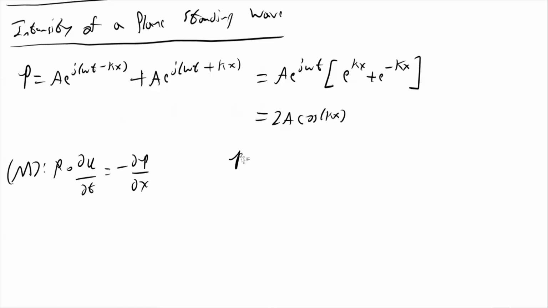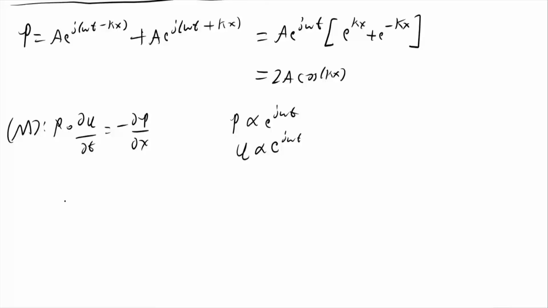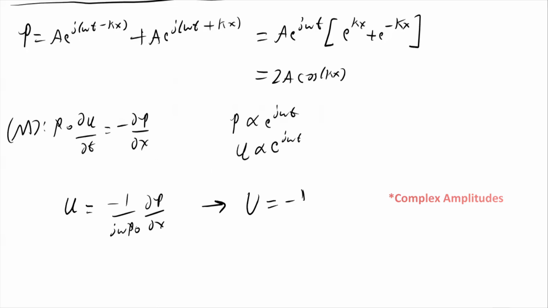Well, we know that if p is proportional to e to the j omega t, so does u need to be proportional to e to the j omega t. Let me rewrite that P a little bit better. Thus, u is equal to negative 1 over j omega rho naught dp dx. Now, we recognize that u and p still both depend on e to the j omega t. Thus, by canceling the e to the j omega t's on both sides of the equation, we have capital U is equal to negative 1 over j omega rho naught dP dx. And remember, capital U and P are complex amplitudes.